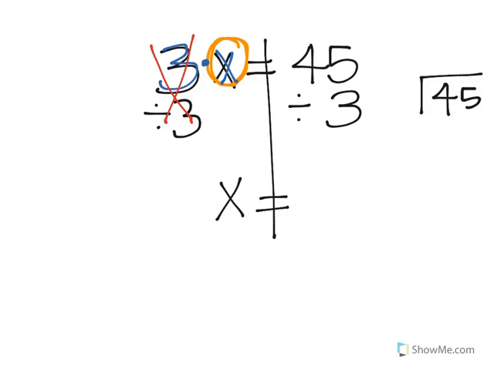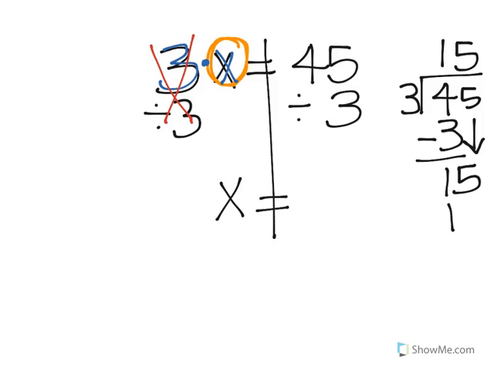If you don't know how to do that in your head, just solve the problem. 3 goes into 4 one time. 3 times 1 is 3. Subtract and bring down. 3 goes into 15 5 times. 3 times 5 is 15. So I'm finished. So 45 divided by 3 is 15, and that is my answer. X equals 15.